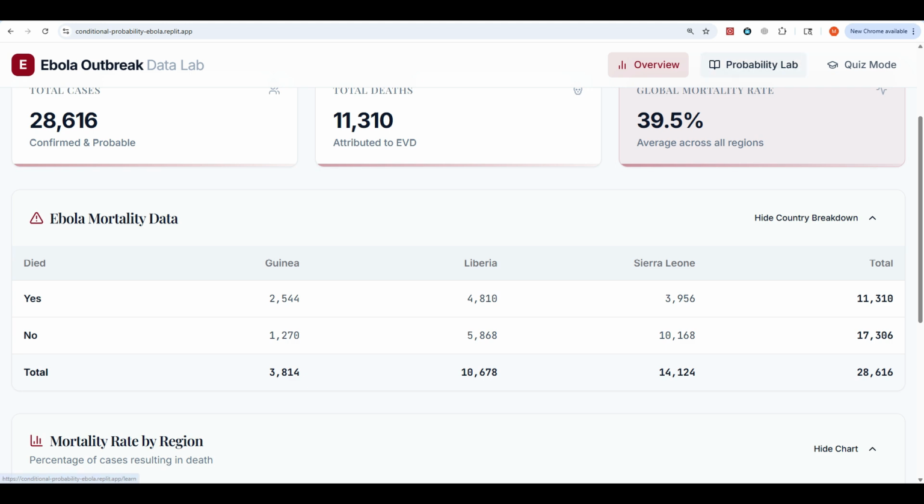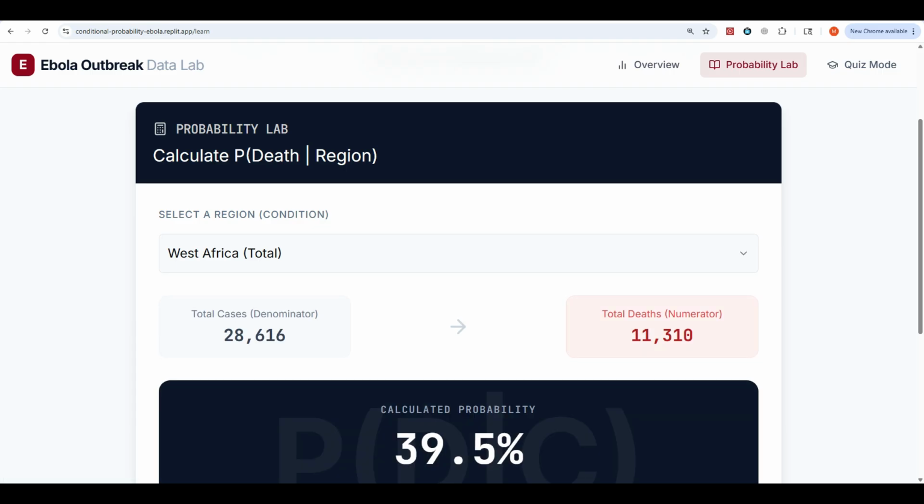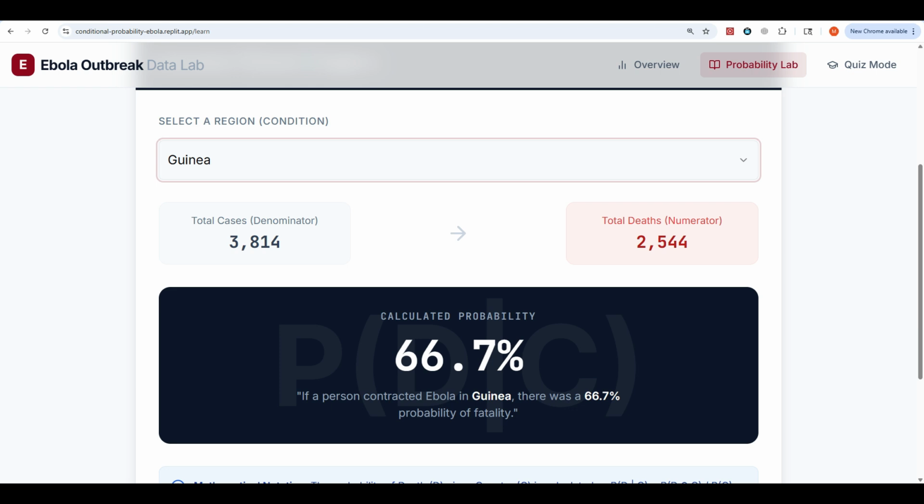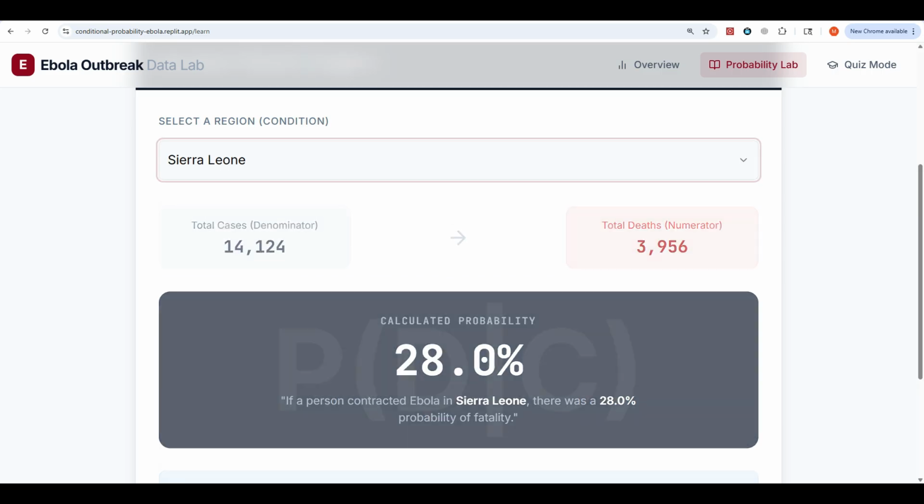Right, and then up here in the probability lab tab, we start getting into more of this idea of the notation. So let's calculate the probability of death given the region. And so we have the West Africa region where all of those countries are taken together. And we have that calculation here and a statement to go along with it. We can split that out into each of these countries so we can see the probability of mortality given Guinea or Liberia or Sierra Leone.